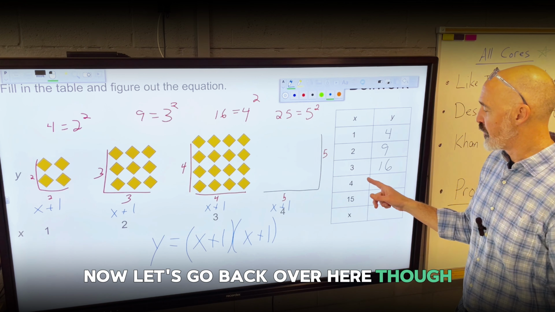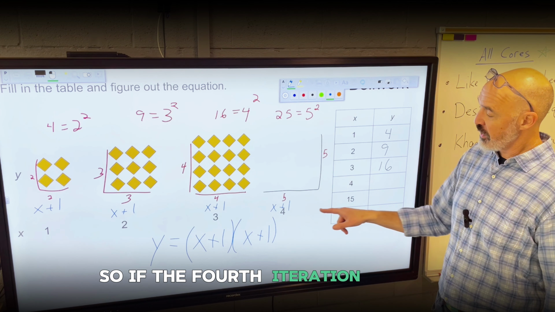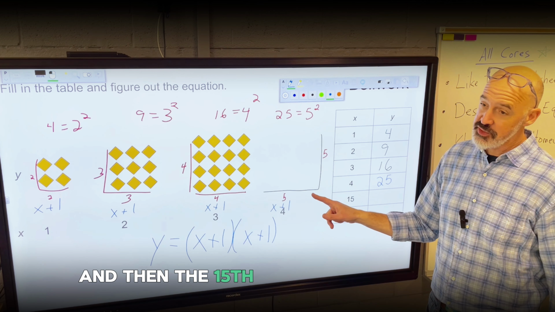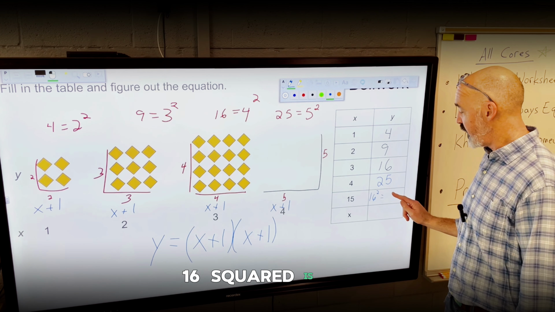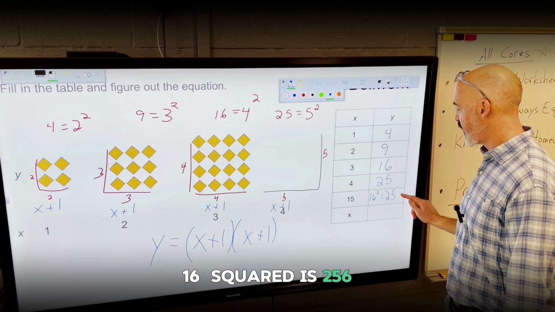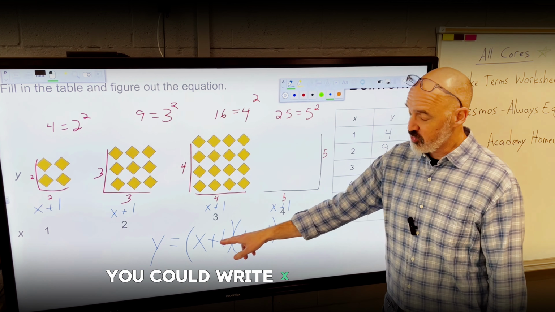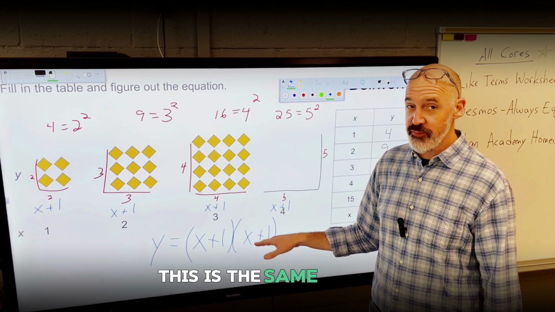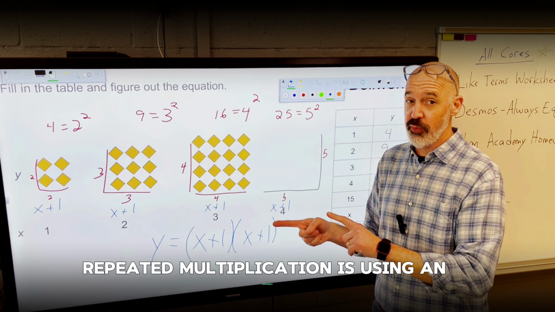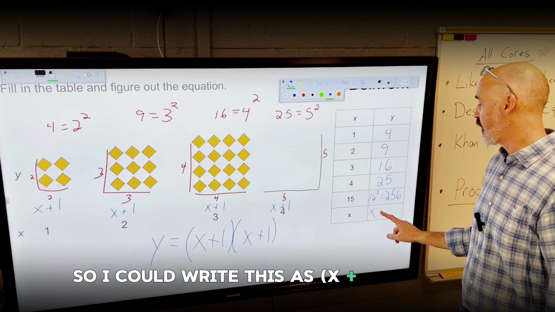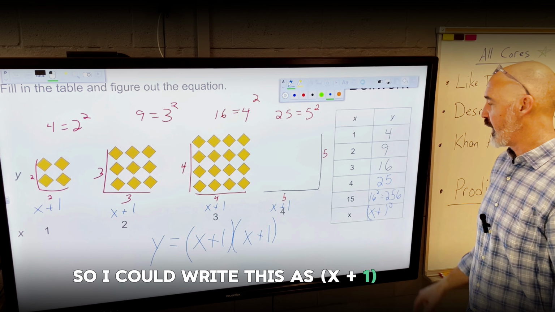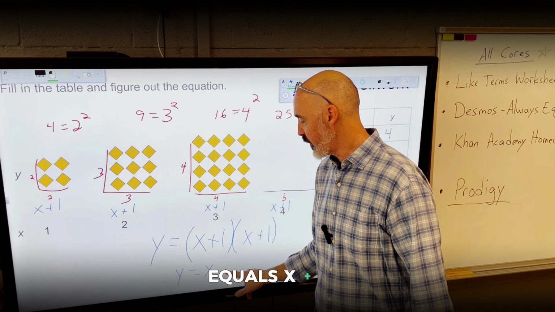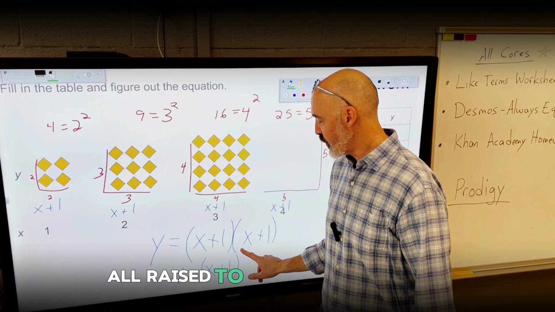Now let's go back over here though and just fill in the rest of our table. So if the fourth iteration is 4 plus 1, 5 times 5, that's 25. And then the 15th iteration would be 16 squared, which is 256. And then the way you could write x plus 1 times x plus 1, a lot of students will also understand that this is the same thing. Repeated multiplication is using an exponent. So I could write this as x plus 1 squared. And so this equation could also be written as y equals x plus 1 all raised to the second power.